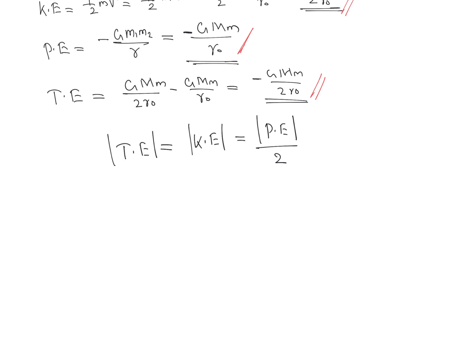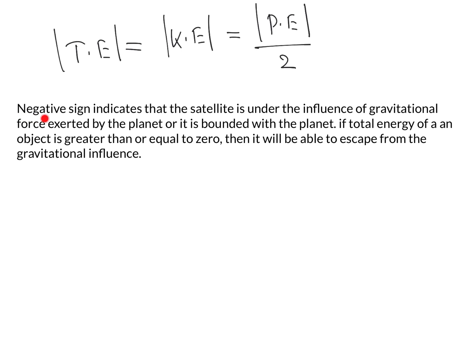So just try to understand once again what the negative means. This negative sign indicates the boundness of the satellite with the planet. So the satellite cannot escape the gravitational pull of that planet. So remember this, the negative sign indicates that the satellite is under the influence of the gravitational force exerted by the planet, or it is bound to the planet. If the total energy of an object is greater than or equal to 0, then it will be able to escape from the gravitational influence.